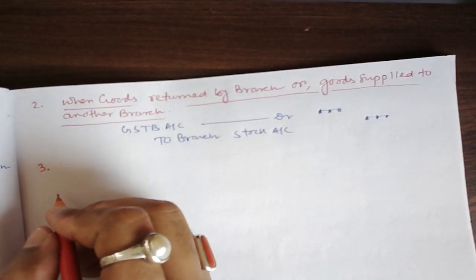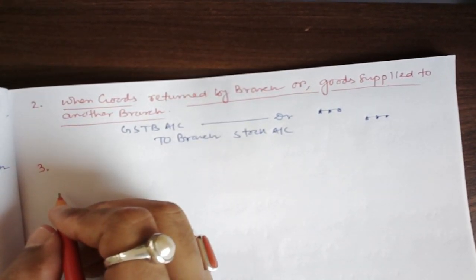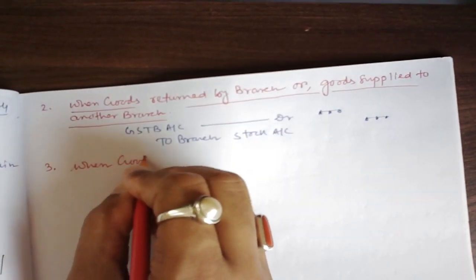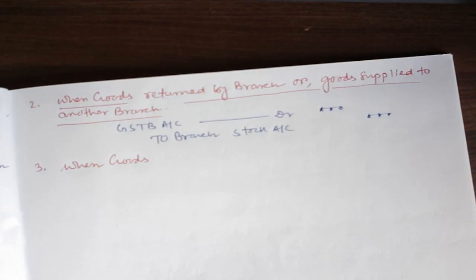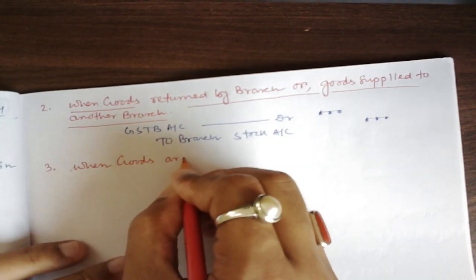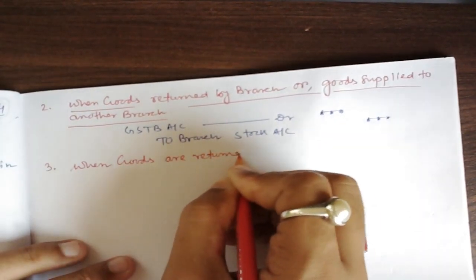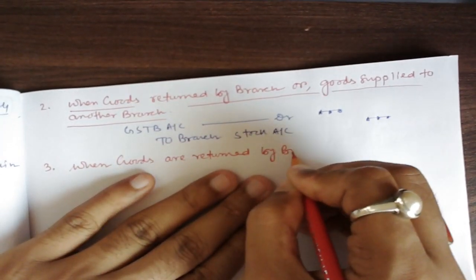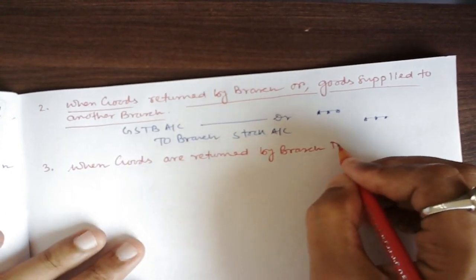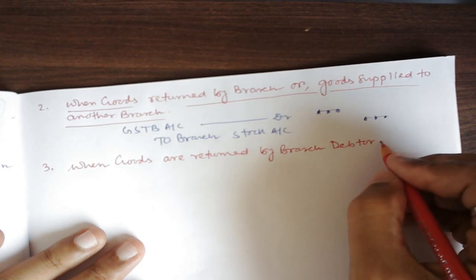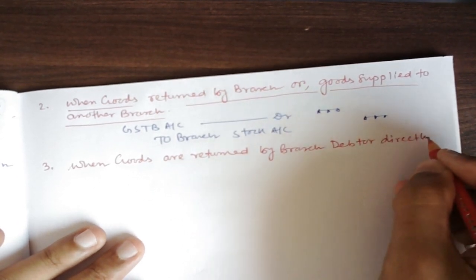Now the third journal entry is nothing but the goods are returned by the branch customer directly to HO. When goods are returned by branch debtor directly to HO.